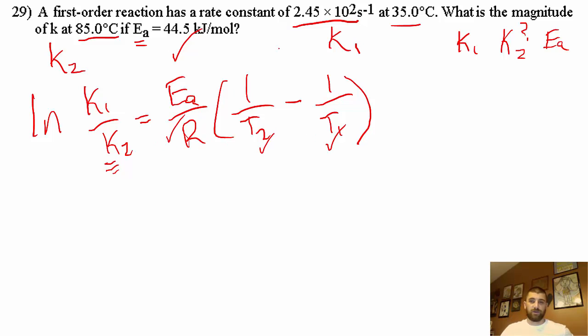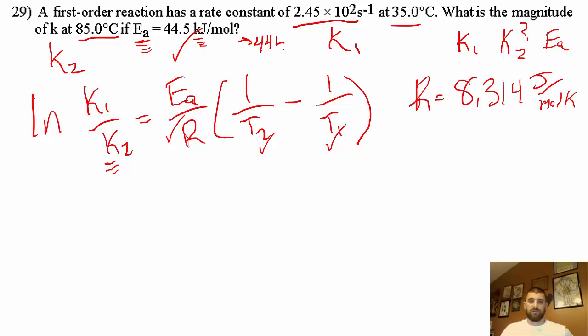Thing to look out for though is when you go to use your R, it's 8.314 joules per mole Kelvin. And the activation energy that they gave us is in kilojoules. So we got to convert that to joules. We got to make sure our units are in agreement. So that would be 44,500 joules. That'll be what gets plugged in there.